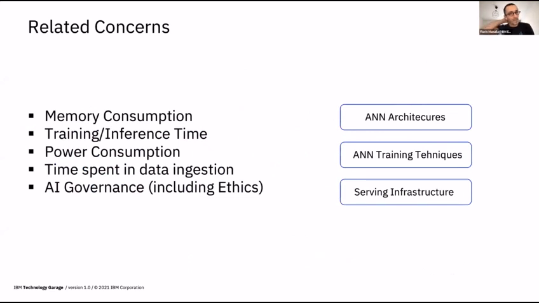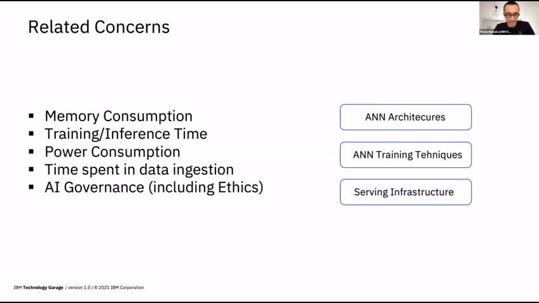Some concerns to remember: memory consumption. You will probably see on your systems, during training or inference, how much memory you use, and that you are bound by the GPU memory, based on the models you want to use. Then we have training and inference time, and power consumption. It's always a problem, and it's not just how much power I consume by training a model, but how much power I put into the cooling of the system, which is another factor. Then there is the time spent in data ingestion.